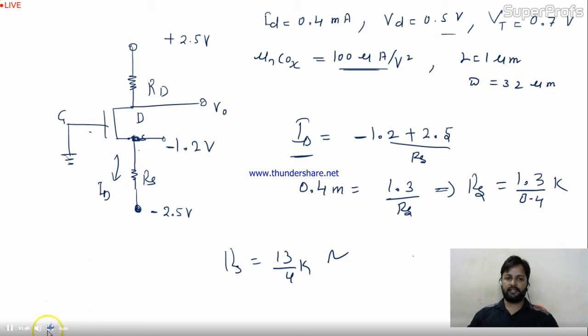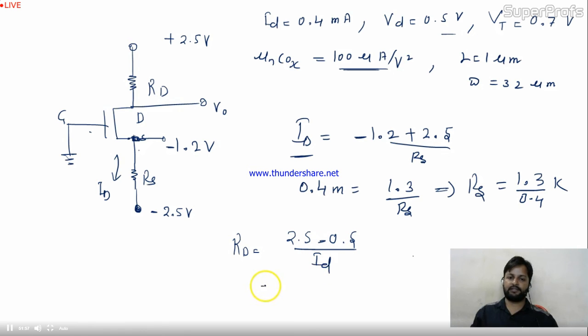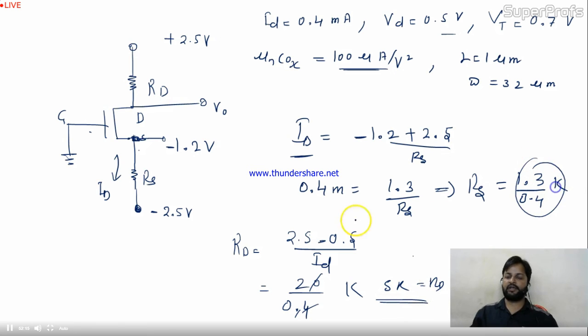And what about RD? You can calculate RD also. Wait. RD is nothing but 2.5 minus 0.5 divided by ID. 2.5 minus 0.5 is 2, and ID is 0.4 milli. Milli will become K. It will be 20 by 4, so this is 5K. RD is 5K and RS is 13 by 4K.